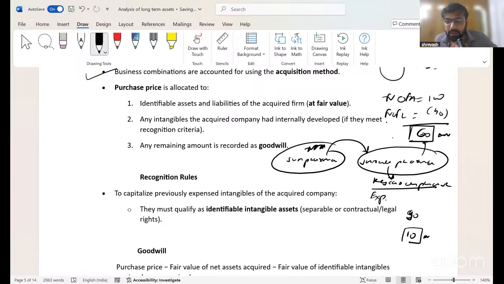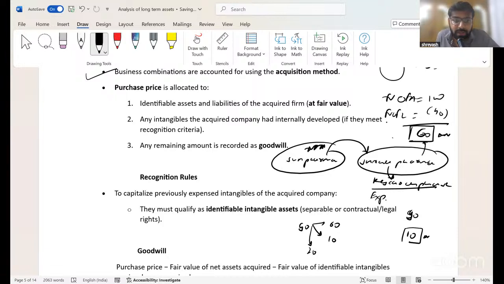At what price, sir? 10 rupees. So out of 90 that is paid, 60 belongs to the fair value of assets minus liability, 10 belongs to that research that Sun Pharma is buying, and 20 belongs to goodwill.